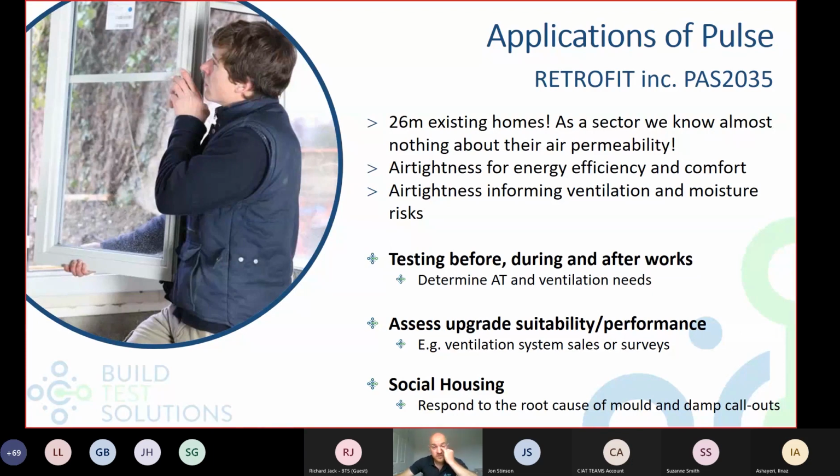And social housing, of course. So rather than reactively responding to mould and damp call-outs, there's huge scope to proactively measure the stock and understand what is airtight, what is not so airtight, is the ventilation provision adequate, is it actually then the residents' behavioural habits that are impacting that mould and condensation, or is actually the property inadequately ventilated. Supporting housing providers in that is a massive opportunity, I think.